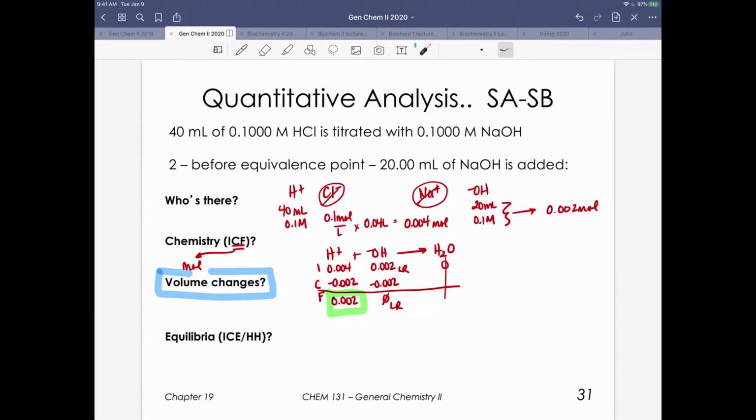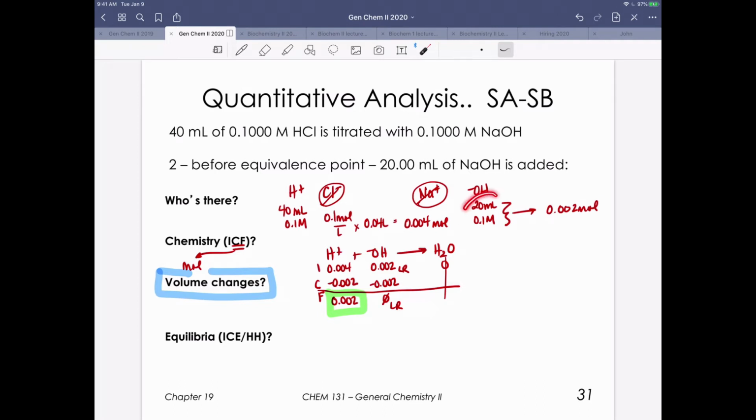Okay, so now let's imagine that we've added 20 milliliters of sodium hydroxide to the 40 milliliters of HCl that's in our beaker. So again, we're going to use an ICF table, and it's just a way to keep track of what's going on, to figure out what's left. So see if this makes sense here. We've got 40 milliliters of 0.1 molar HCl in solution. Again, chloride is not going to be affecting anything here. So 40 milliliters of 0.1 molar HCl in our beaker.